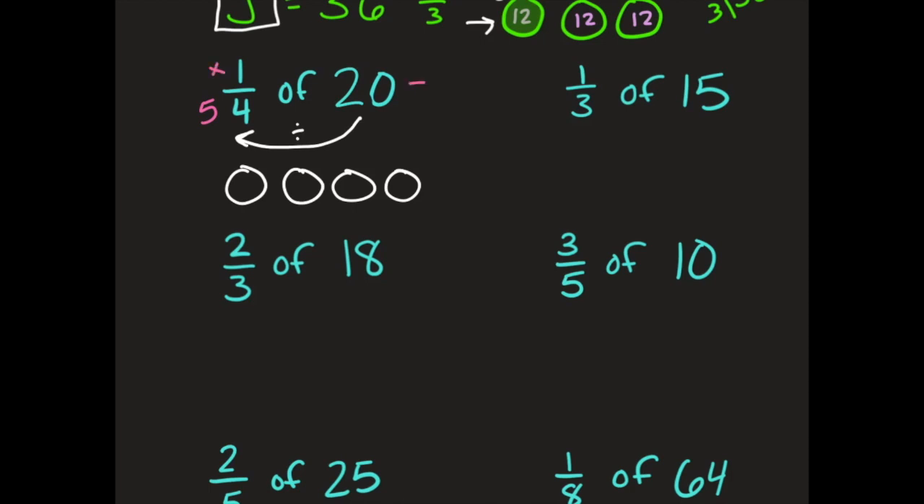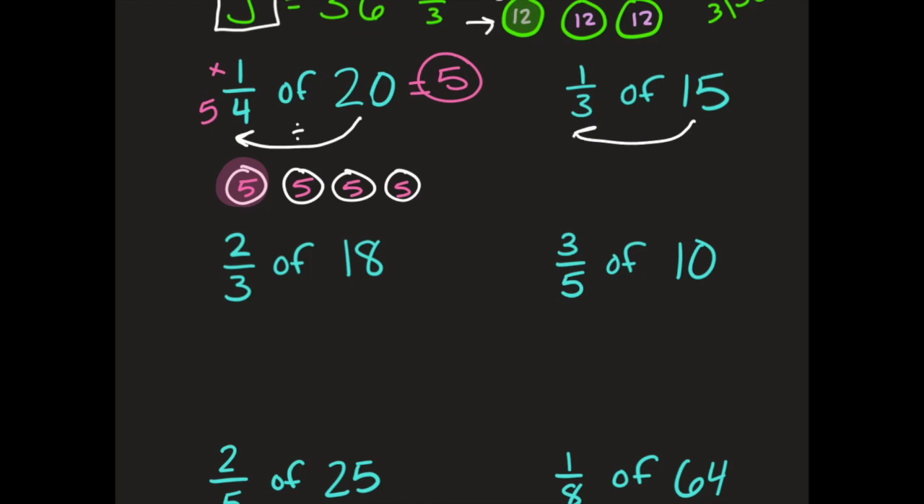5 times 1, that equals 5. So what I'm really doing when I do 20 divided by 4 and I get 5, each of my circles is going to have 5. So 5, 10, 15, 20. And then my top number, which is my numerator, tells me how many circles I want. So I just want 1. And how many do I have in that circle? 5.